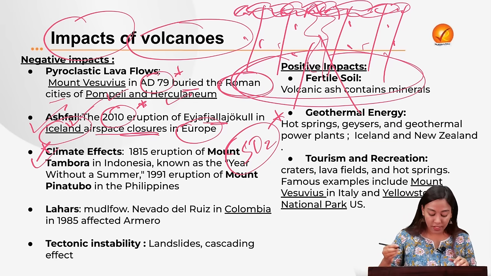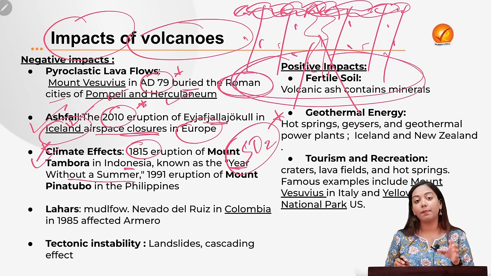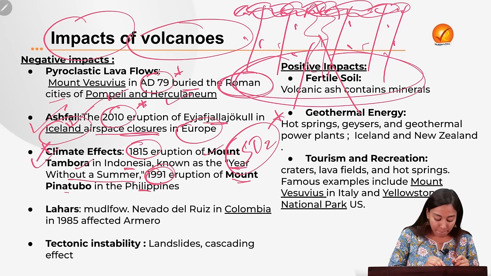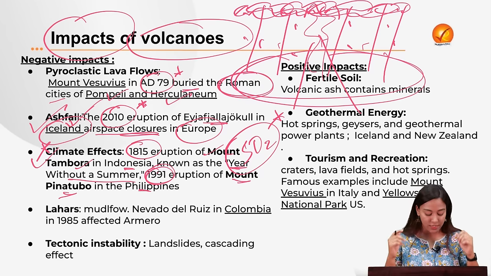This has happened a lot of times. In fact, in 1815, it led in Indonesia to what we call a year without a summer. This was caused by the eruption of Mount Tambora. Then in 1991 in the Philippines, we saw Mount Pinatubo again cause a global climatic cooling event, specifically in that localized area of Southeast Asia.